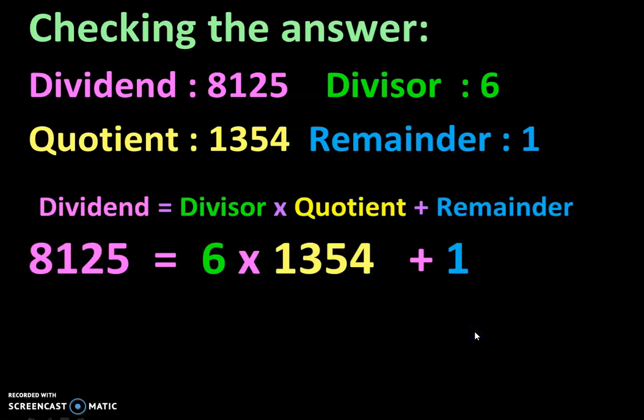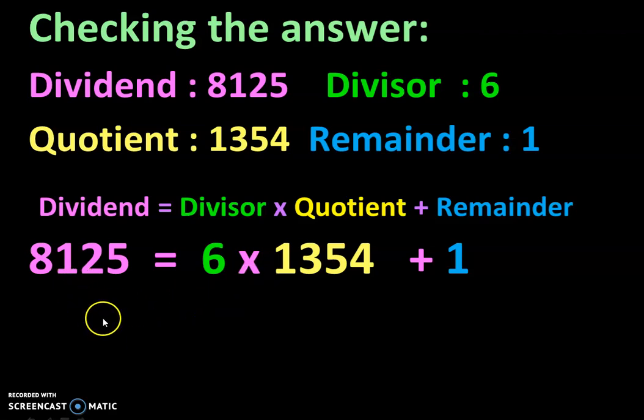Now the formula for this is: dividend is equal to divisor into quotient plus remainder. So the dividend I have just copied from here. The divisor is 6, the quotient is 1354 and our remainder is 1. So I am just copying this and now working it out.